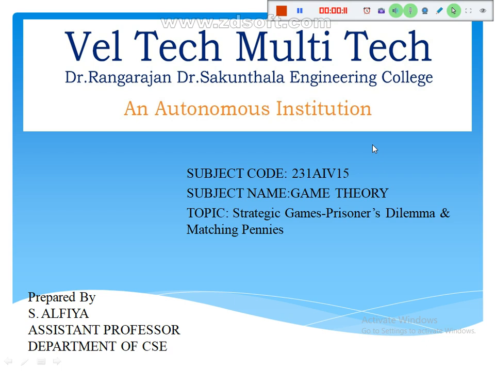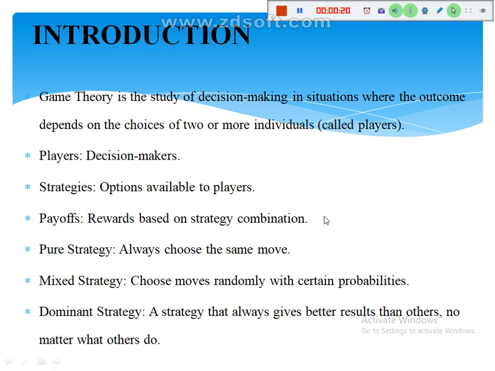Today I am going to discuss the topic Strategy Games, Prisoner's Dilemma and Matching Pennies in Game Theory. Before going to the topic, first we have to know what is game theory.